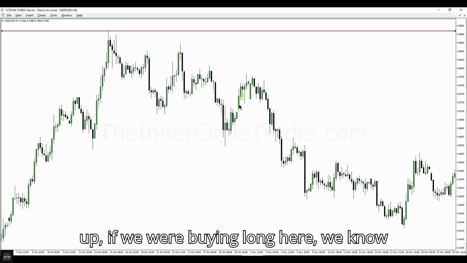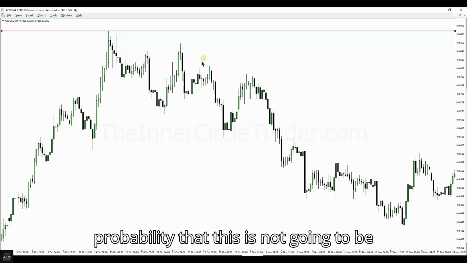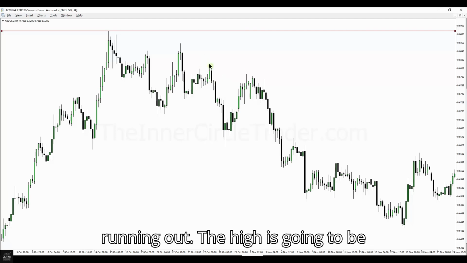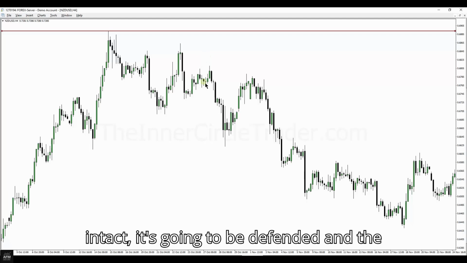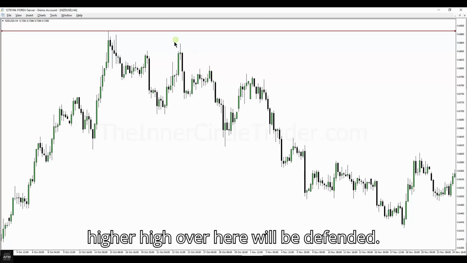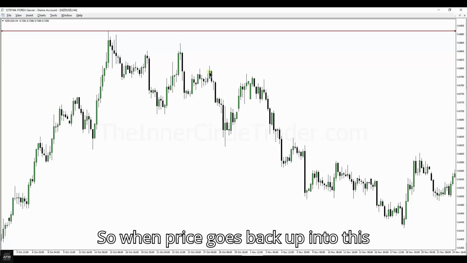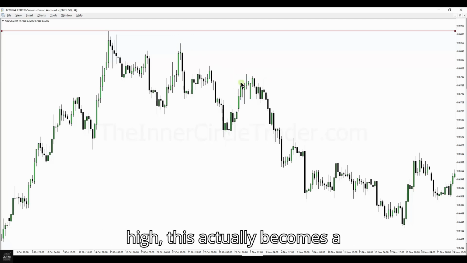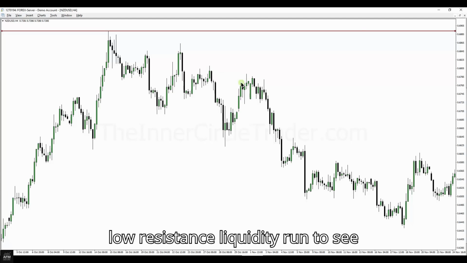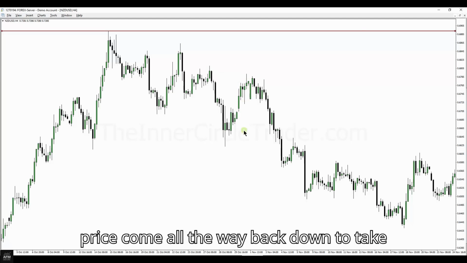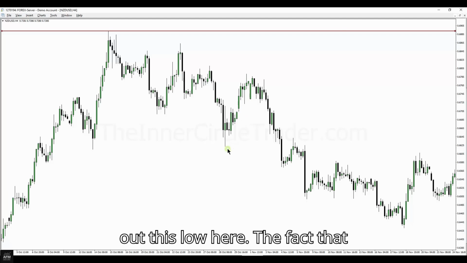So this rally up, if we were buying long here, we know that there's going to be a high probability that this is not going to be ran out. The high is going to be intact. It's going to be defended. And the higher high over here will be defended. So when price goes back up into this high, this actually becomes a low resistance liquidity run to see price come all the way back down to take out this low here.